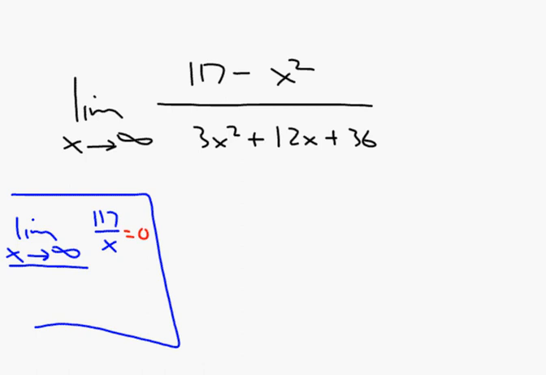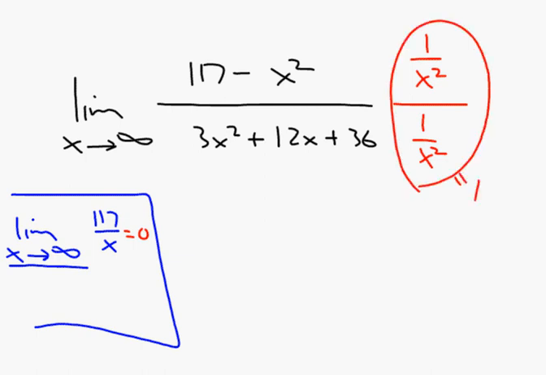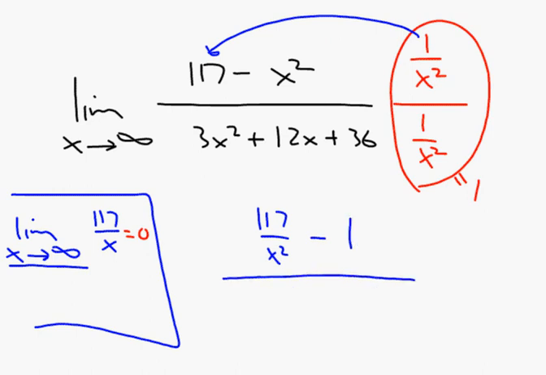So I know I could take a fraction and multiply it by 1. I just got to multiply it by a clever form of 1. So that's what we're going to do. If you look at that thing in red, that definitely equals 1 because it's the same thing divided by itself. So it doesn't change the value of anything. But when I multiply this, watch what happens. I get 117 over x squared minus 1. And then in the denominator, I get 3 plus 12 over x plus 36 over x squared.